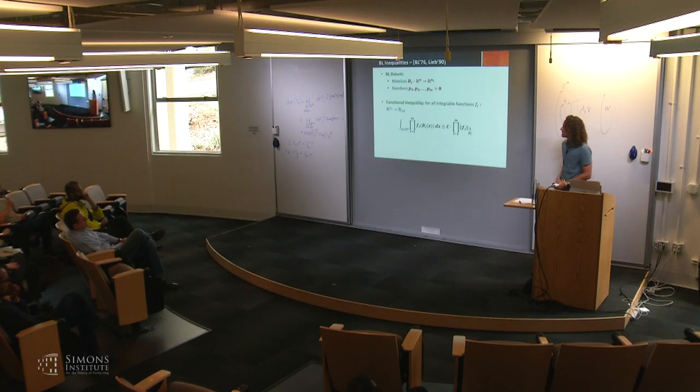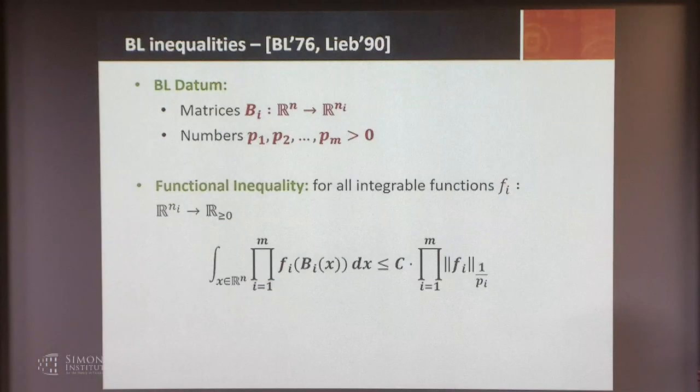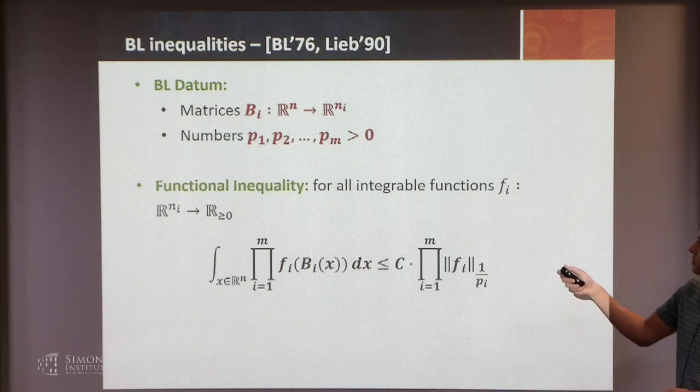So, essentially, Brascamp-Lieb inequalities are the following family of proposed inequalities. I give you matrices B_i. Now I'm on the reals, so they map R^n to R^{n_i}. These are surjective, so the n_i's are less than or equal to n. And I give you positive numbers p_1 up to p_m. So my matrices are B_1 up to B_m, and these numbers are attached to the B_i's.